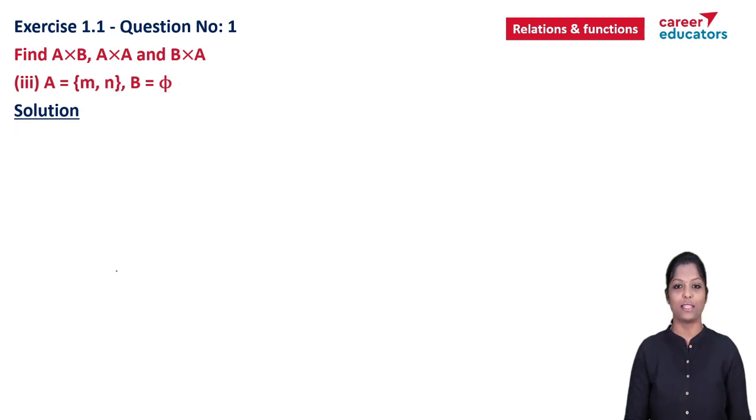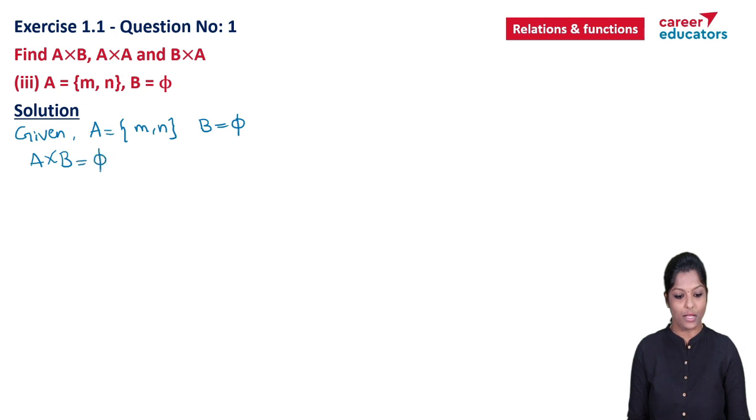Next, we are going to solve third subdivision. Let's solve the problem. Given A equal to M comma N, B equal to null set. Null set is also called as empty set, which means it does not contain anything. In the next step, we are going to find A cross B. If you find A cross B, you will get empty set because B does not contain anything. So, A cross B equal to null set.